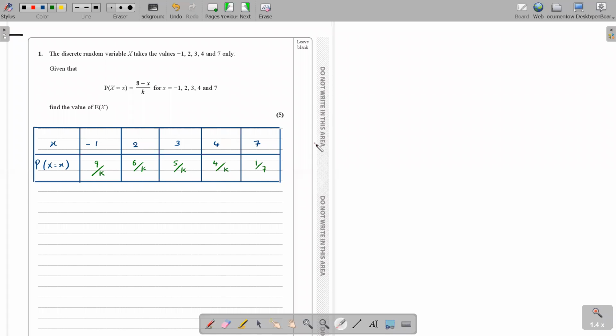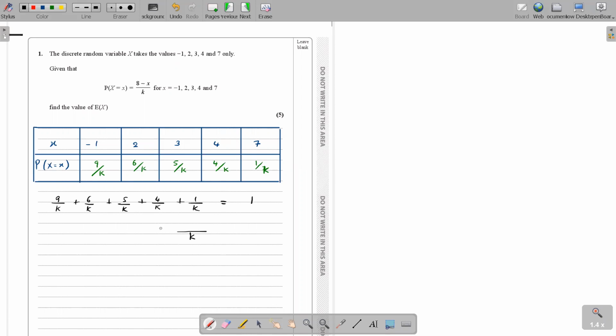Now how do we first get the k value? What do we know in a probability distribution about the probabilities? Total probability equals 1. So add everything: 9 over k plus 6 over k plus 5 over k plus 4 over k plus 1 over k. All of this must add up to 1. K is a common denominator, which means you can directly add the numerators.